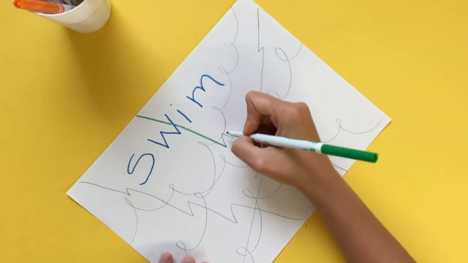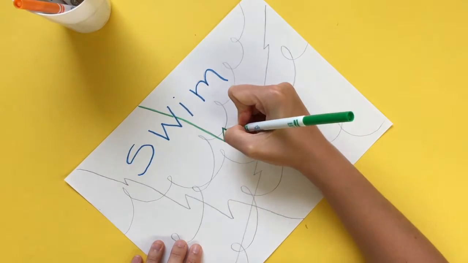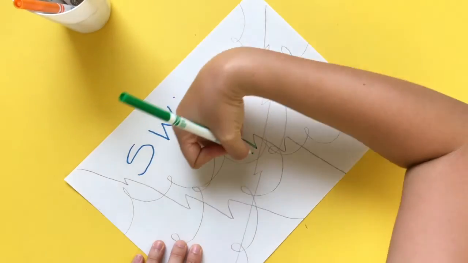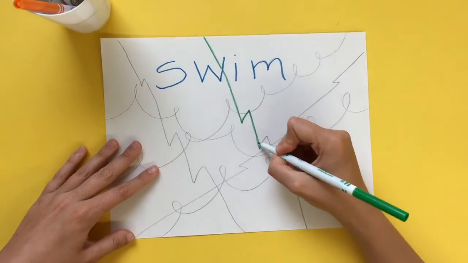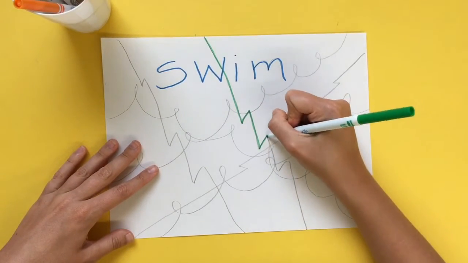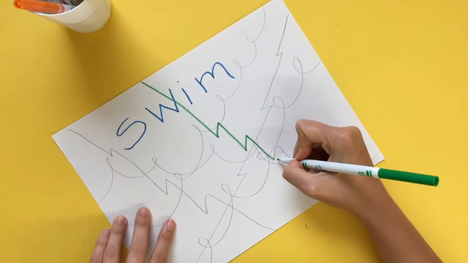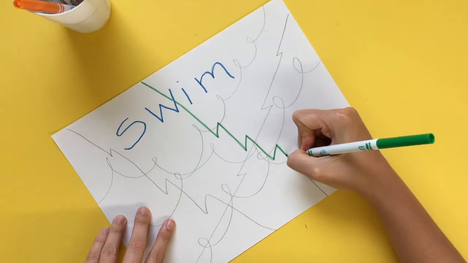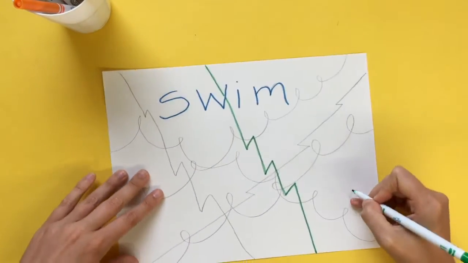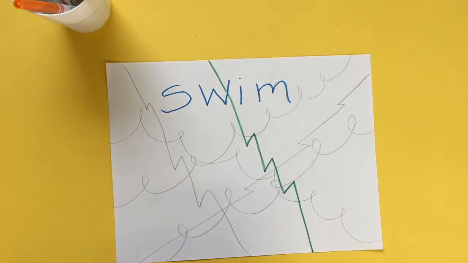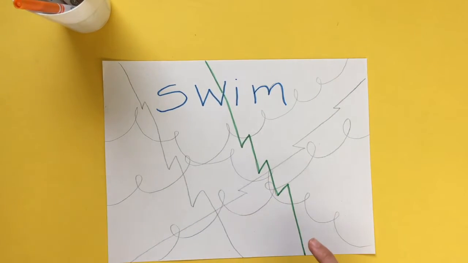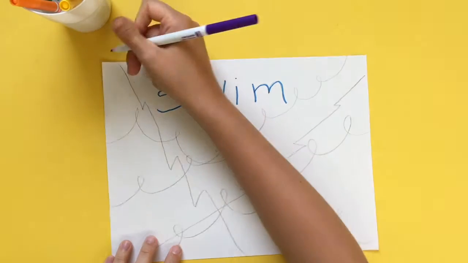I'm going to move my paper so that my hand stays comfortable. I don't want to twist my arm up like a pretzel to draw a line. I'm going to move my paper so that it's easy for my hand to trace over that line. You can decide if you want all of your lines to be the same color, if they're the same kind of line, or you can decide to pick different colors for each kind of line.